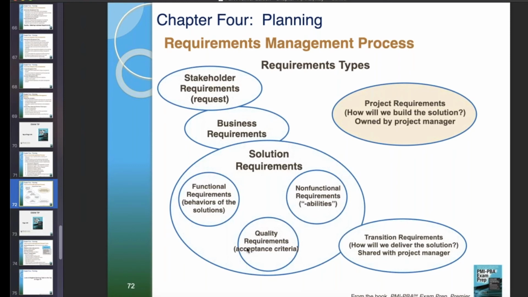And again, quality requirements is acceptance criteria. Don't forget transition requirements. How will we deliver the solution? How will we deliver the product? Shared with the PM. Project requirements, how will we build the solution? That's the project manager's thing. Project scope is to the PM what project requirements are to the PM. We care about product or solution. They care about project.